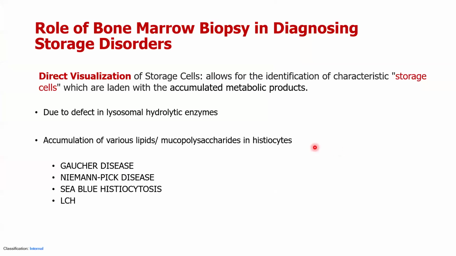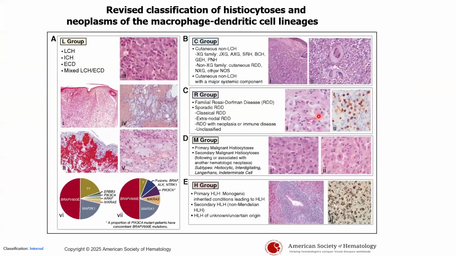We can directly visualize the storage cells, which are laden with accumulated metabolic products, and these are due to defects in lysosomal hydrolytic enzymes or due to accumulation of various lipids and mucopolysaccharides in histiocytes. Some of them are Gaucher's disease, Niemann-Pick disease, sea-blue histiocytosis, and Hand-Schüller-Christian disease. Histiocytoses, we know, are a group of disorders characterized by accumulation of histiocytes, macrophages, and dendritic cells or monocyte-derived cells in various tissues and organs.